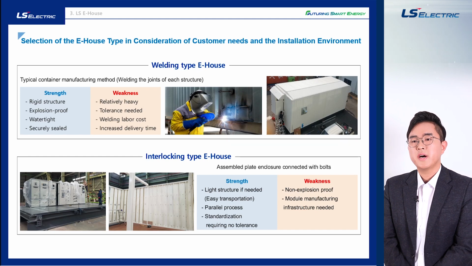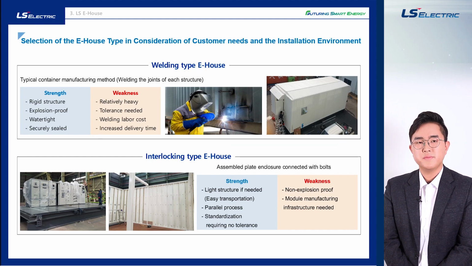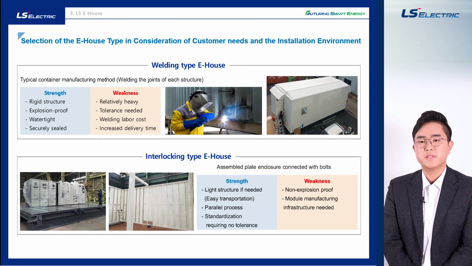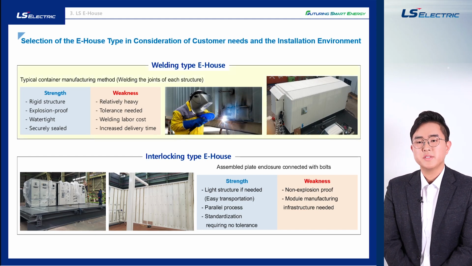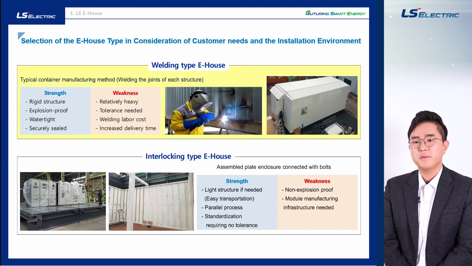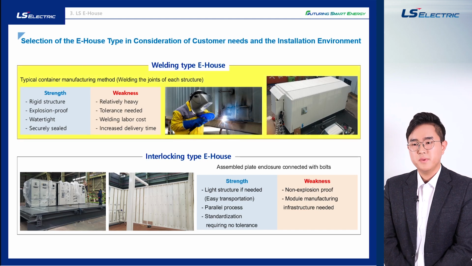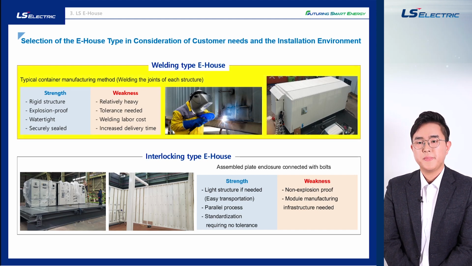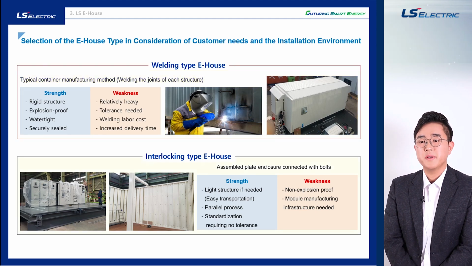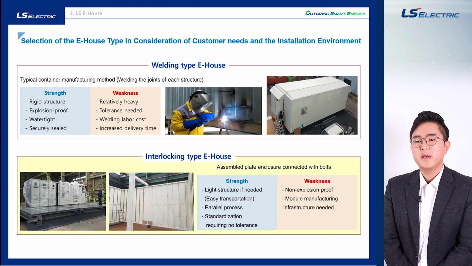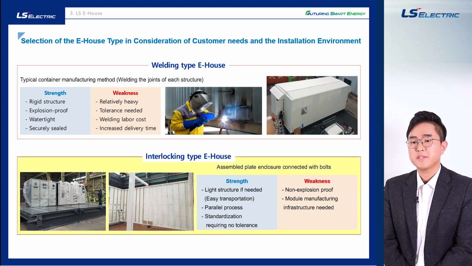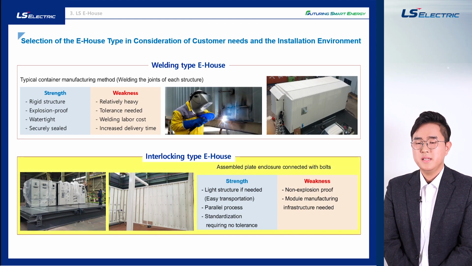LS Electric has two types of E-house to provide the optimal solution for customer needs and installation environment. There are welding and interlocking type. The welding type features a rigid enclosure that is explosion-proof and watertight. The interlocking type, which can be assembled, is relatively light and can be delivered within a short manufacturing schedule. LS Electric is the only provider in Korea for the interlocking solution.